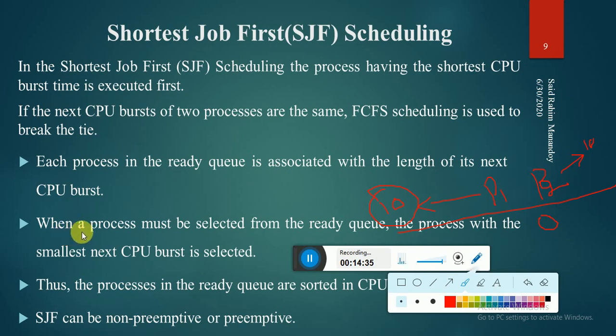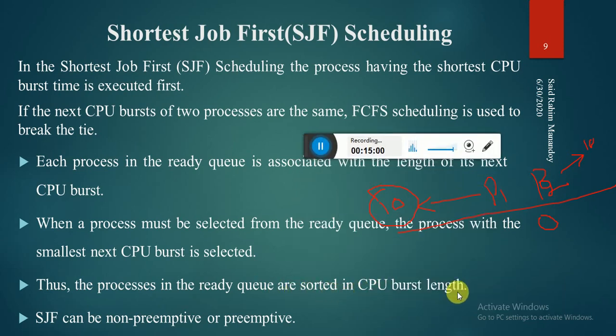In SJF, when a process must be selected from the ready queue, the process with the smallest next CPU burst is selected. Whichever process needs less CPU time is the one that gets selected. Okay, so the processes in the ready queue are sorted by CPU burst length.